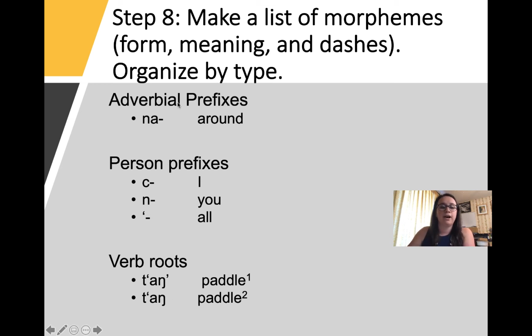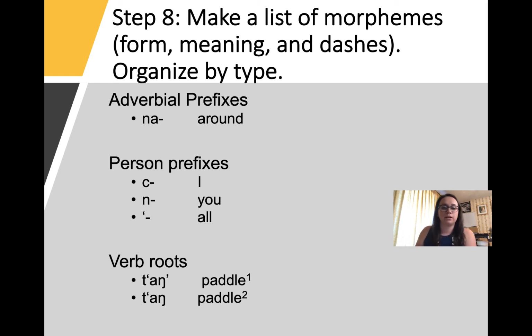So we have here na, which means around. It's a prefix, so I've put the dash here because it's going to attach before the root. We know that's a prefix because it comes before the root, so we put a dash there. Organized by type, I've learned that that's an adverbial prefix. It adds information about how something is done. It's done around something, right? So how something is done, usually that has something to do with an adverb. And again, it's a prefix because it comes before the root.